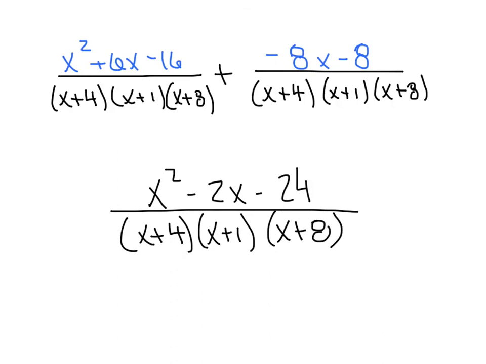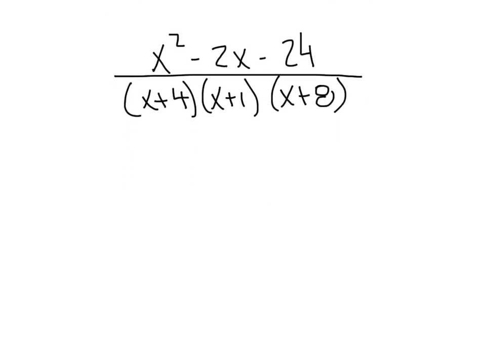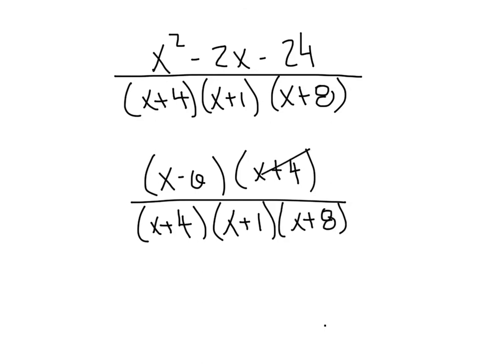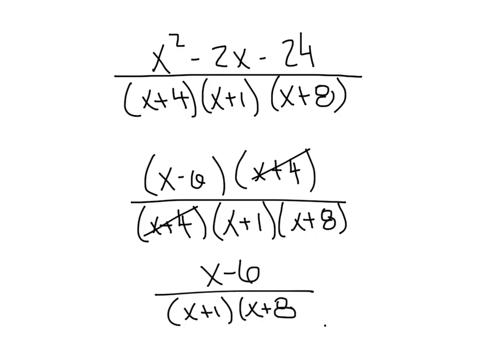And now this is the first time you want to think about simplifying. This is the first time we've combined it into one fraction. Ask ourselves, can that numerator be factored at all? I think we can hit it with x minus 6 and x plus 4. And if you compare that to your denominator, we do have at least one quantity here that will cancel out. We're going to cancel the quantity x plus 4, and my final answer is x minus 6 all over x plus 1 times x plus 8. So there it is, ladies and gentlemen, our final answer.